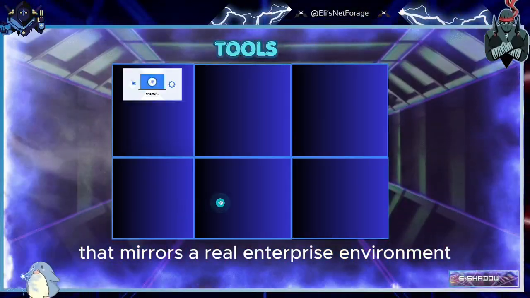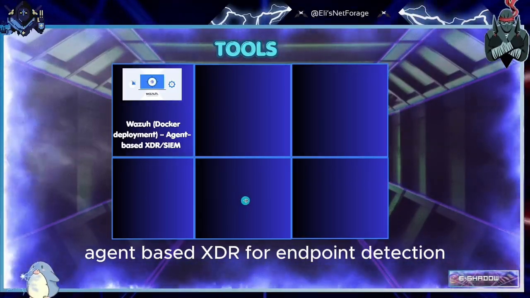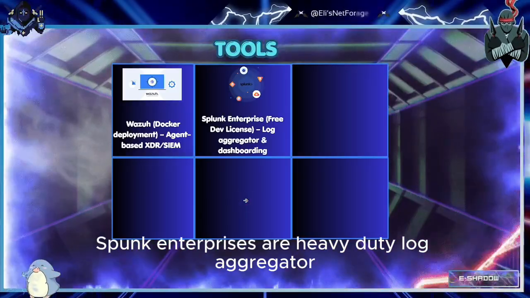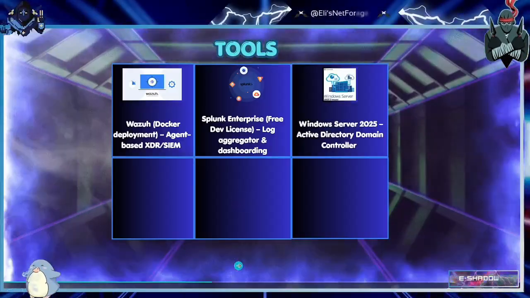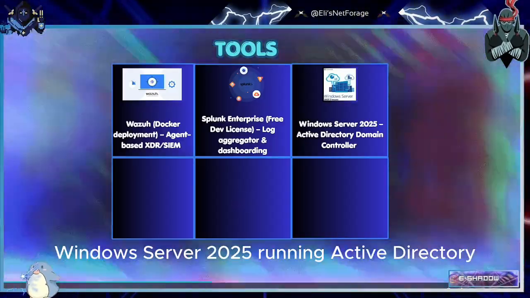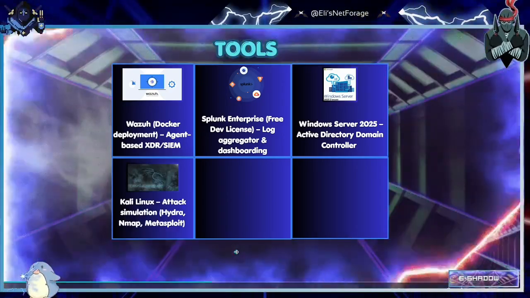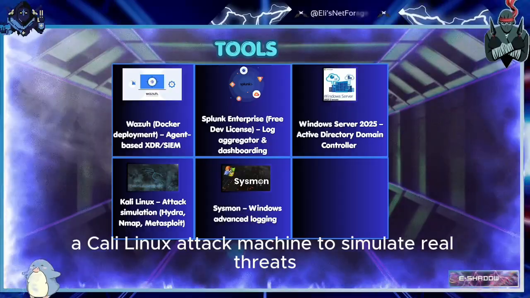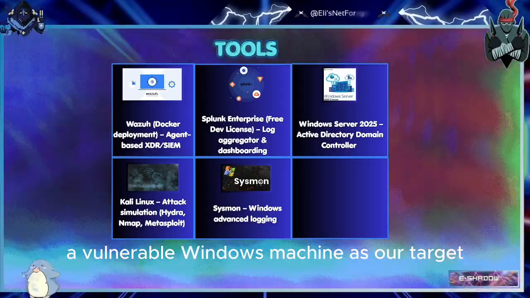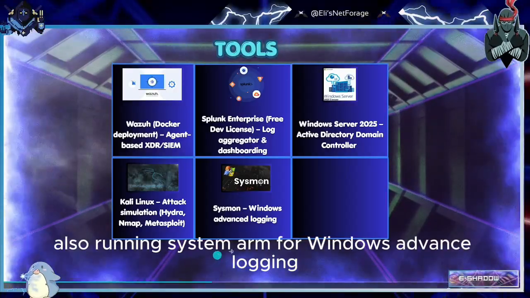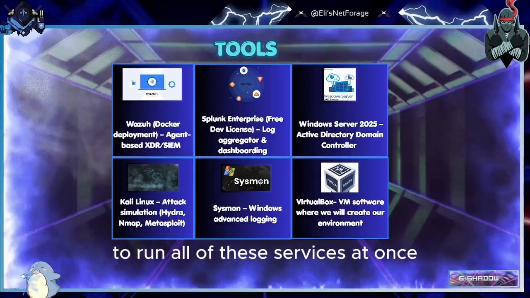We will deploy Wazuh as our lightweight agent-based XDR for endpoint detection, Splunk Enterprise as our heavy-duty log aggregator to collect and analyze Linux host logs, Windows Server 2025 running Active Directory for centralized identity and authentication logging, a Kali Linux attack machine to simulate real threats, and a vulnerable Windows machine as our target, also running Sysmon for Windows advanced logging. And finally, we're going to be downloading VirtualBox to run all of these services at once.